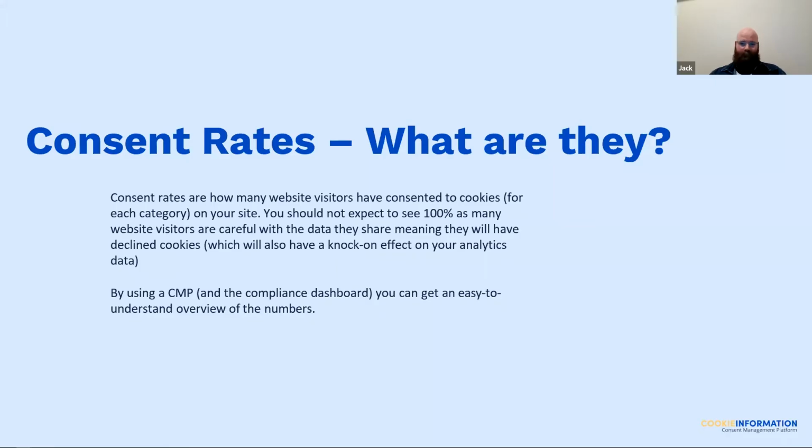So, consent rates. Well, what exactly are they? They are essentially how many website visitors have consented to cookies for each category on your website. It is showing the number of consents for each category, as well as the overall consents, as well as a percentage. And you might think, well, I'll definitely get 100, but that is not the case, because obviously not everyone will accept cookies. And yes, by using a CMP, you obviously get an easy to understand overview of the numbers of consents.